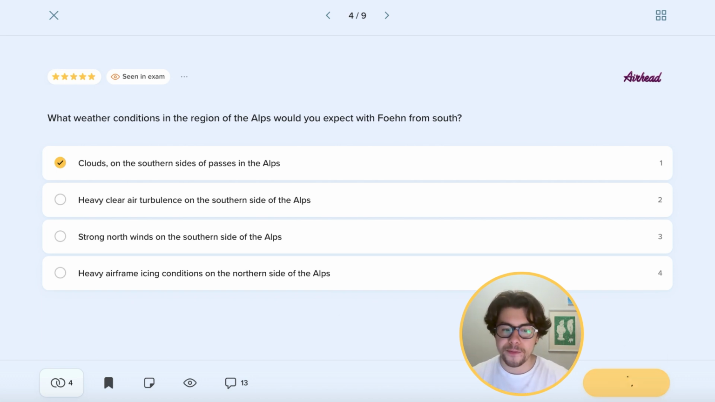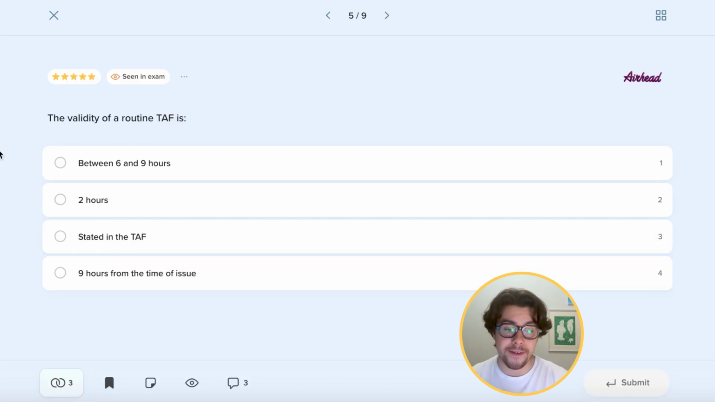For question number 5, the validity of a routine TAF is... This question can be quite tricky sometimes. However, it's good to remember that a TAF has no fixed validity for a routine TAF. It will be stated in the TAF itself. However, TAFs will be valid anywhere from 6 to a maximum of 30 hours, and so it cannot be valid for more.